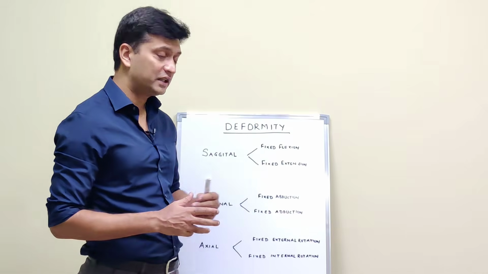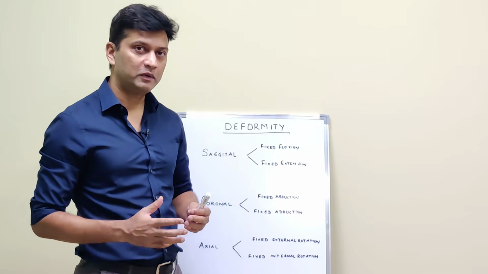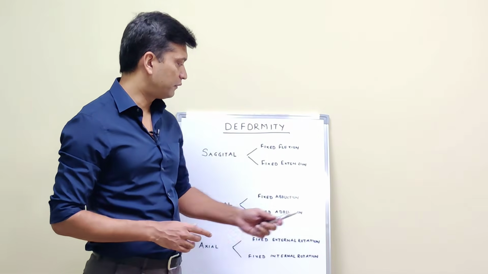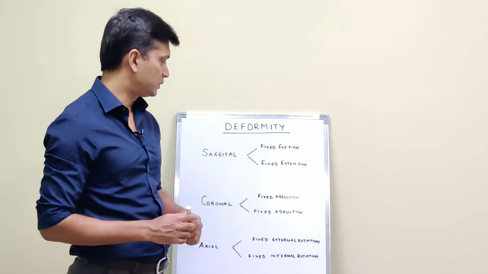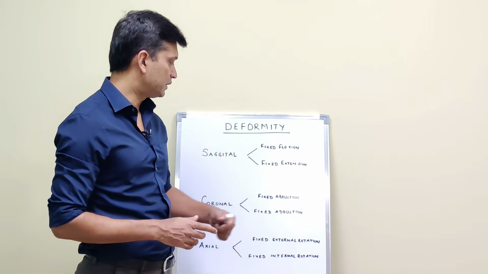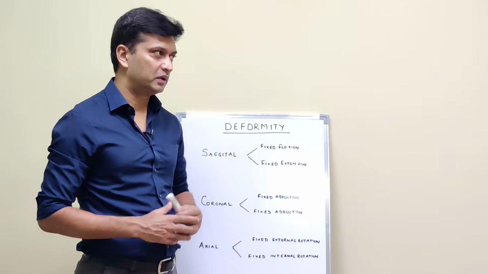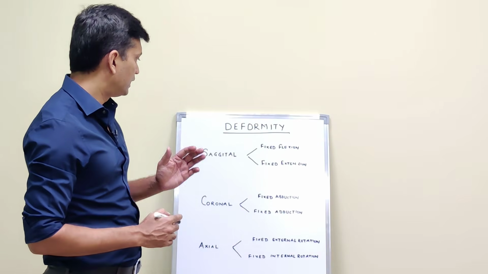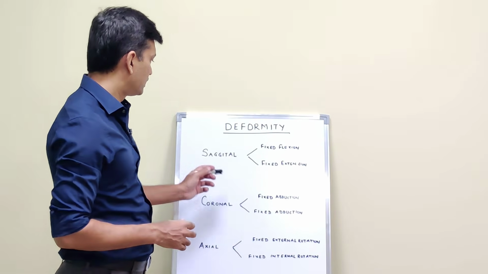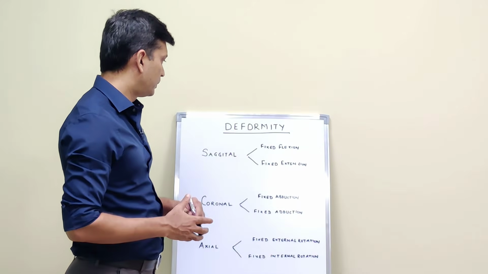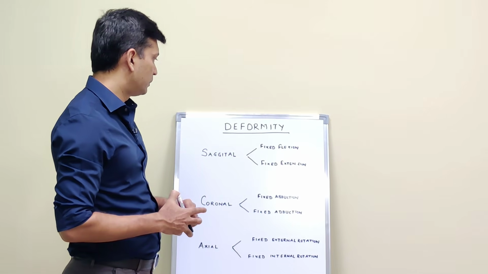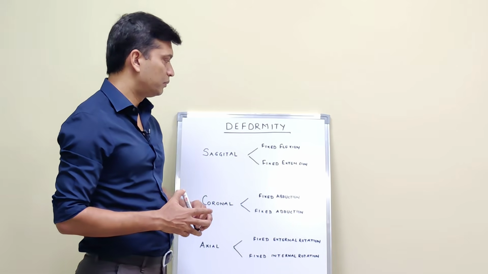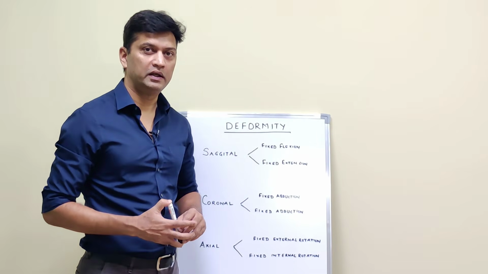If you have a fixed extension deformity, then there is no possible flexion. If you have an abduction deformity, then adduction is not possible. Or if you have fixed adduction, abduction is not possible. So vice versa. Now we will pick one by one. Let's start with sagittal deformity, and then I will demonstrate in a patient how to measure a fixed flexion deformity.